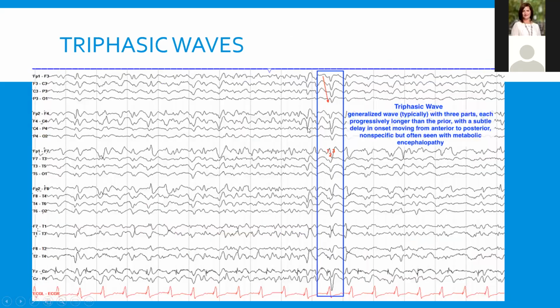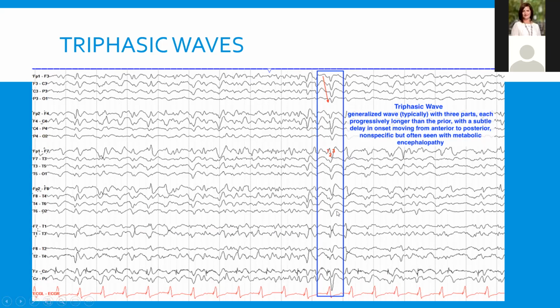And just to complicate things, there's something called triphasic waves. Triphasic waves are called that because tri means three phases. So it goes up, down, and up again. This triphasic wave looks like a seizure discharge, but it's not. It's just abnormal activity we see with metabolic derangements.